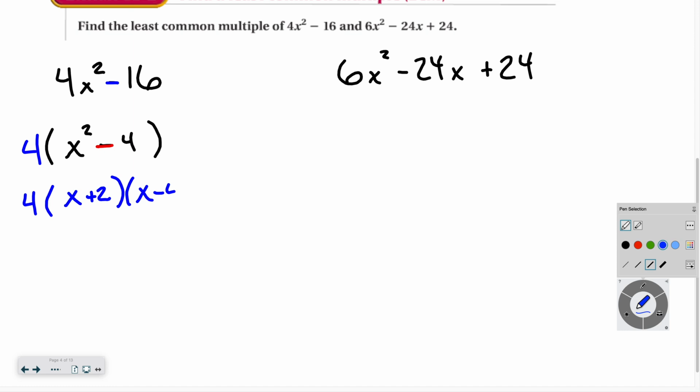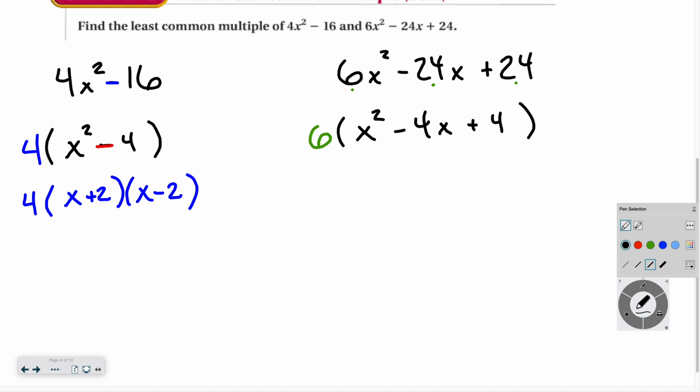These are the factors of the first expression. On my next expression, I'm noticing right now that 6, negative 24, and 24 are all multiples of 6, so I'm going to factor a 6 out first. Makes life a lot easier when you're trying to factor. That's going to leave me with x squared minus 4x plus 4.